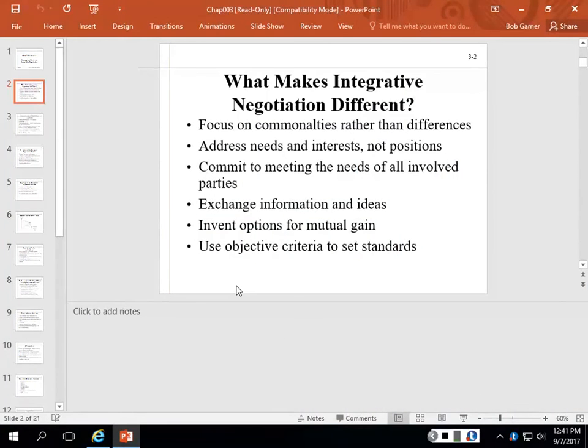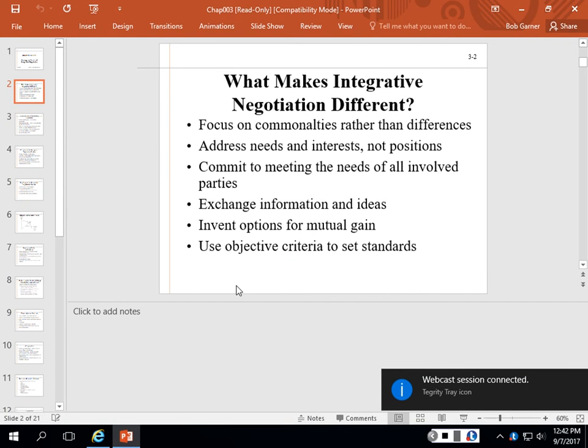Okay, so for today, we're going to do chapter 3, which is on integrative negotiating. We did distributive on Tuesday, so now we're going to talk about integrative, and that is, remember, the win-win-win. How can we make a deal that's going to be good for both parties? There are some functional differences between distributive negotiation and integrative negotiation.